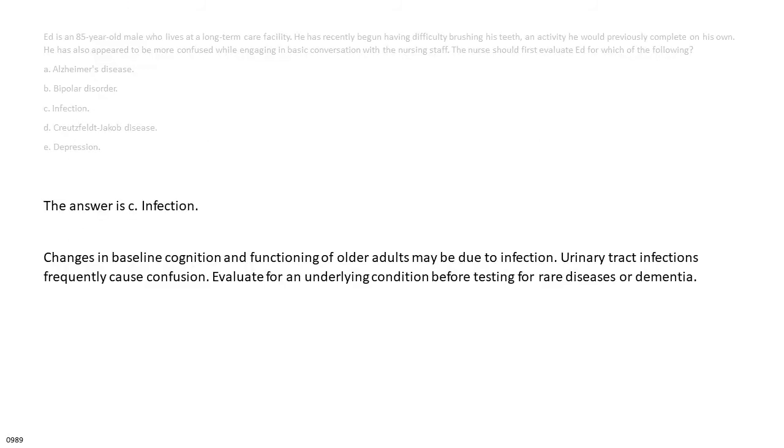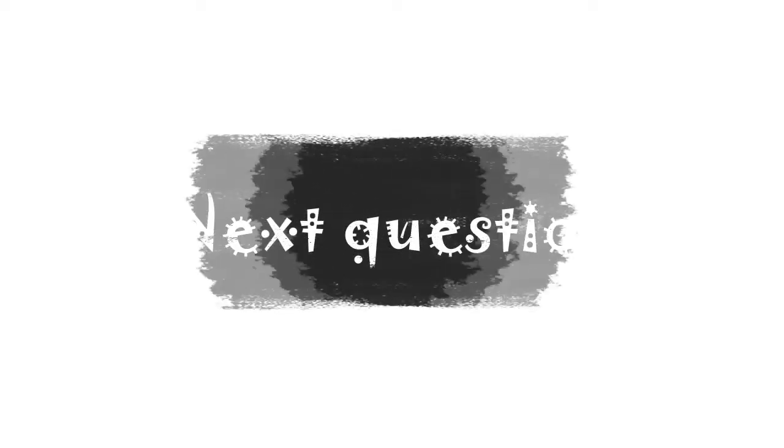The answer is C. Infection. Changes in baseline cognition and functioning of older adults may be due to infection. Urinary tract infections frequently cause confusion. Evaluate for an underlying condition before testing for rare diseases or dementia.